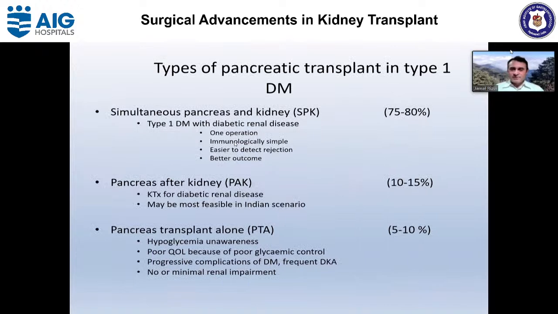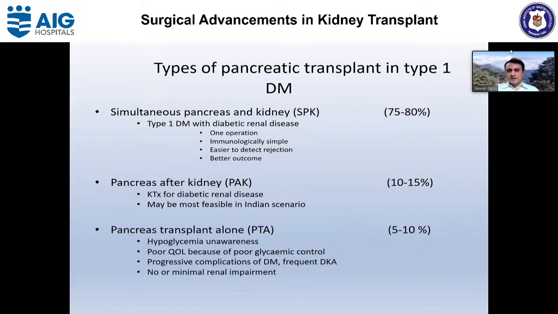There are 3 common types of pancreas transplant that are done for type 1 diabetics with renal failure. The first one is a simultaneous pancreas kidney transplant, which is about 80% worldwide. Typically, the recipient gets a pancreas and a kidney from the same donor. The advantages are that all the transplants are done in one operation. Immunologically, the organs come from the same donor, so it's not complex. Rejection can easily be detected because creatinine serves as a surrogate marker, and outcomes are better compared to the other two.